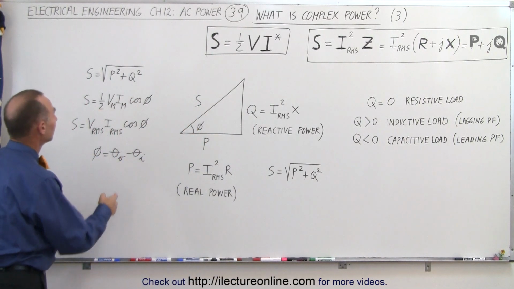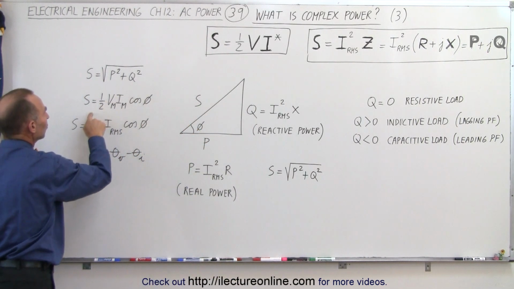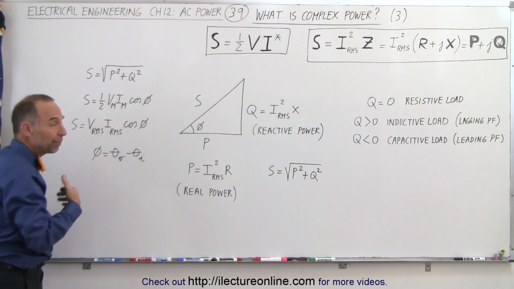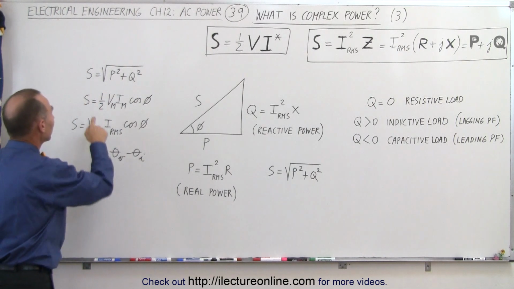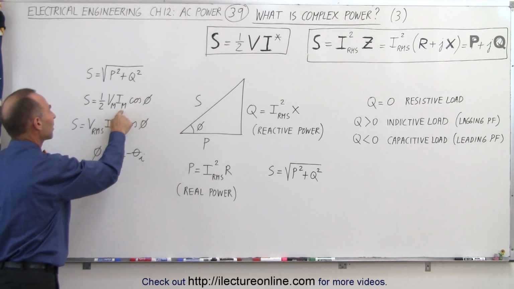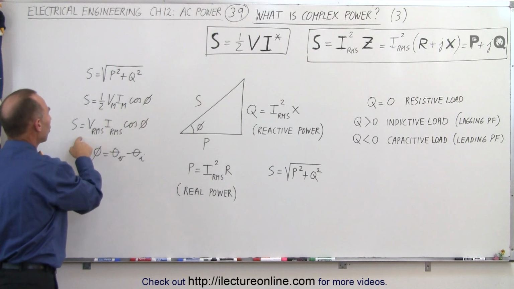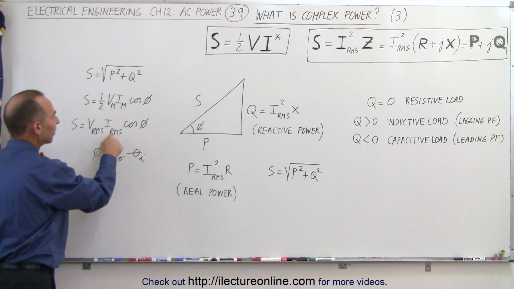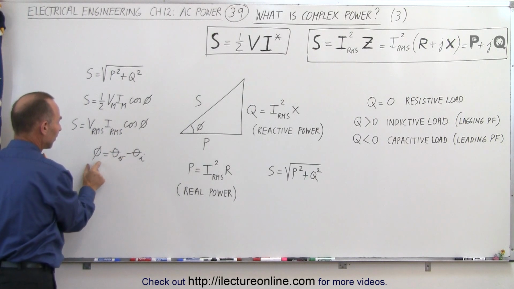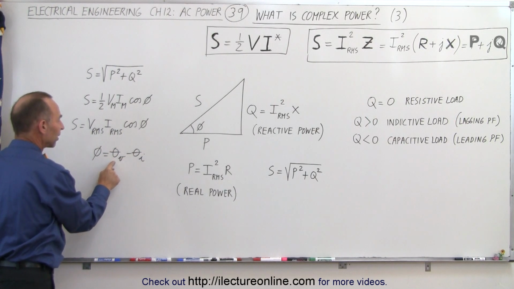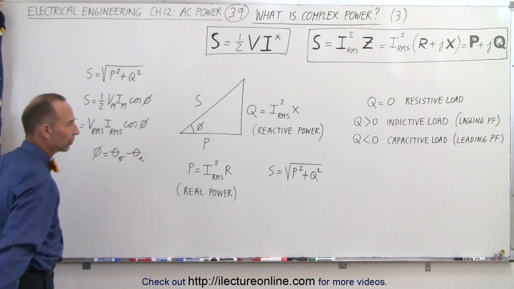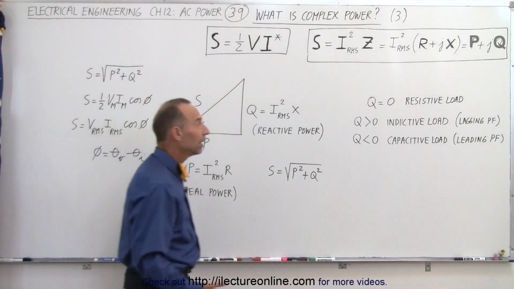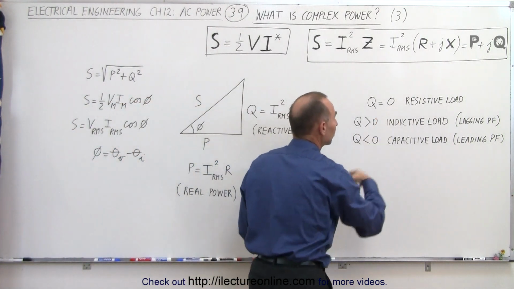Again, as a reminder, here we have the same equation, but also S, representing the apparent power, is 1/2 V max times I max times the cosine of the phase angle, or VRMS times IRMS times the cosine of the phase angle, where the phase angle is equal to the phase angle of the voltage minus the phase angle of the current.